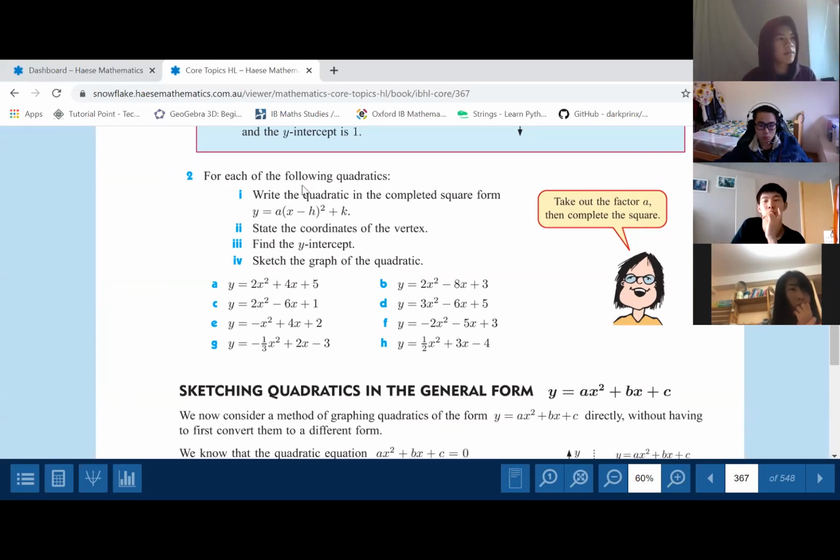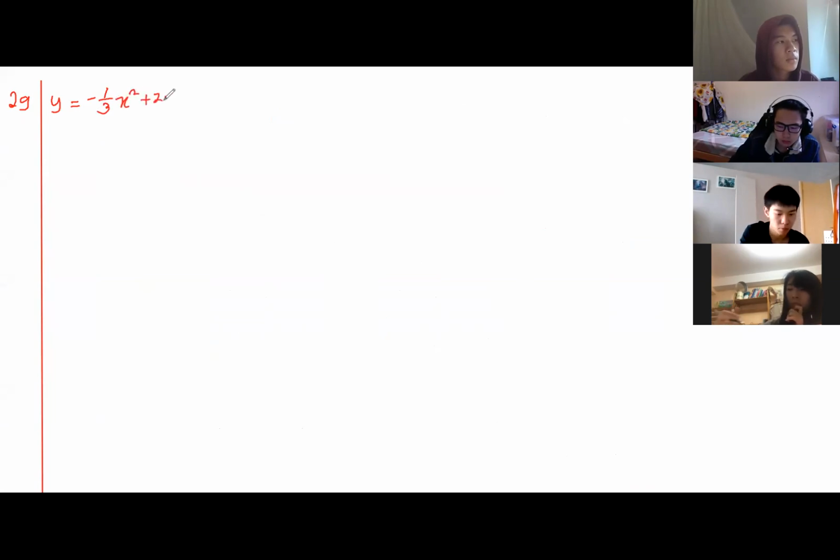I would say G because it's a fraction and it's a negative. What do you guys think? Should we try that? Okay, so let's do G. Let's do 2G together. So 2G. So for 2G, the equation is y equals negative 1 over 3 x squared plus 2x minus 3.